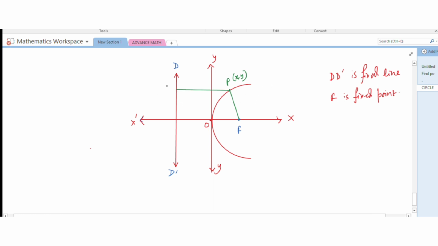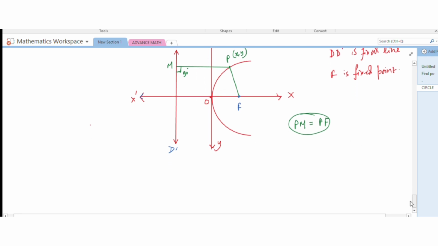If I put the name M here, then it must be the perpendicular distance, that means this is 90 degrees. So here PM must equal PF. Now if this happens, then the locus of this point P is actually called the parabola. Locus of the point P is actually called the parabola.